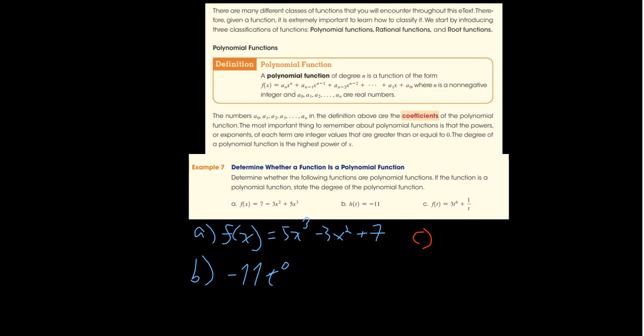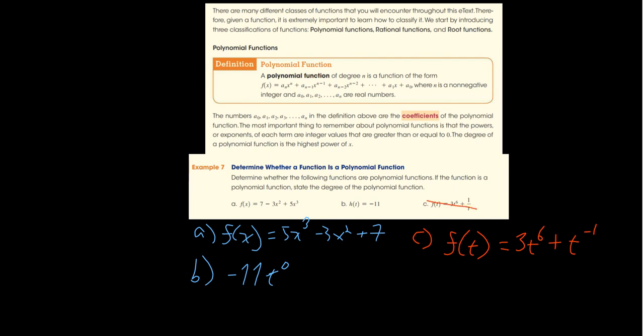So f of t, we're going to rewrite this in descending order. It would be 3t to the 6th plus, well, what is 1 over t written not in fractional form? That would be t to the negative 1 power. Now it should become abundantly obvious what we mean by our variables must be raised to a non-negative power. We have 3t raised to the 6th power here, good. But then we have a t raised to the negative 1 power, which is negative, so therefore it's not non-negative. So C is not a polynomial.